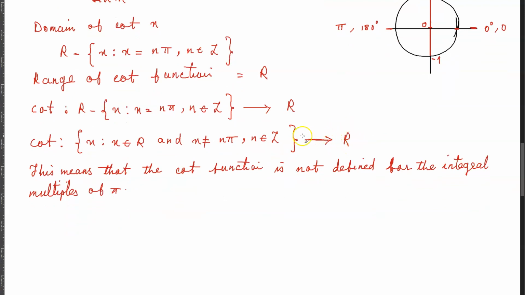And then the range of the function, of course, is R. So that means that the cot function is not defined for the integral multiples of pi.